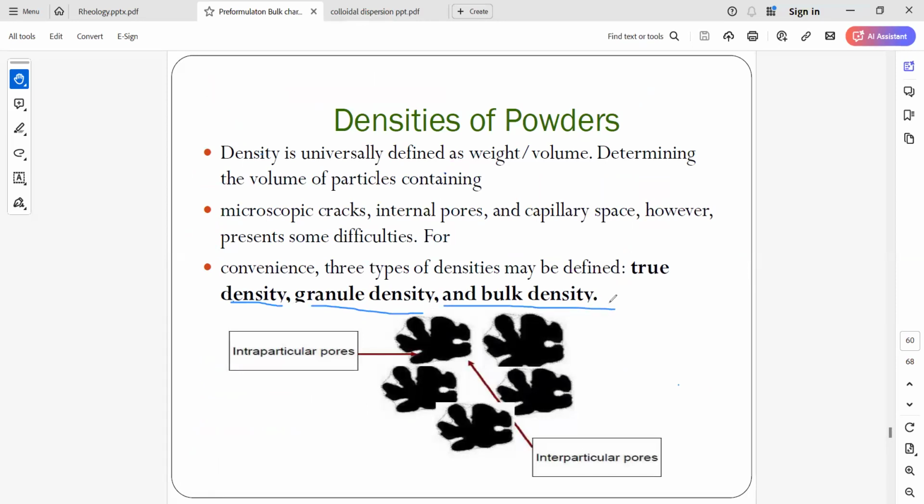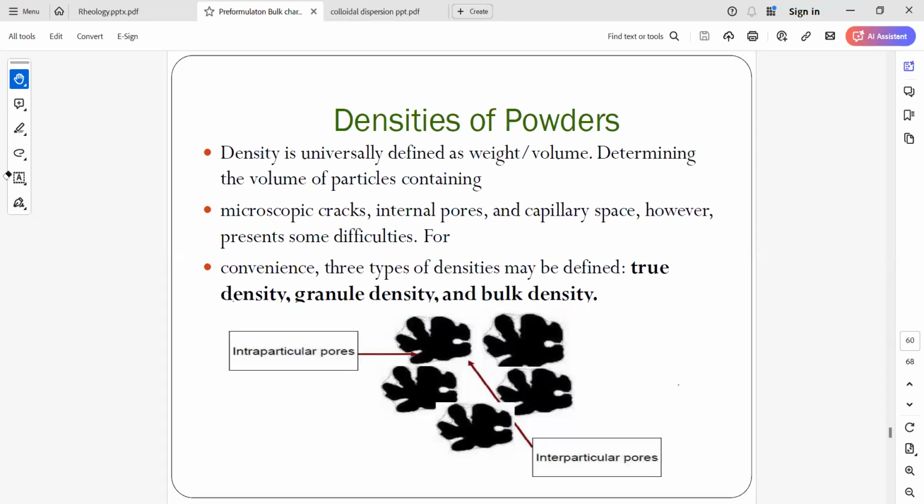In granular density, which kind of void space, which kind of pores will we cover? Whether it will be intraparticulate or interparticulate for the measurement of granular density? Type your answer in chat box. Intra. Intra, yes, very good, very good. Nina Raju, very good. Yes, it's intra, right? So it's intra.